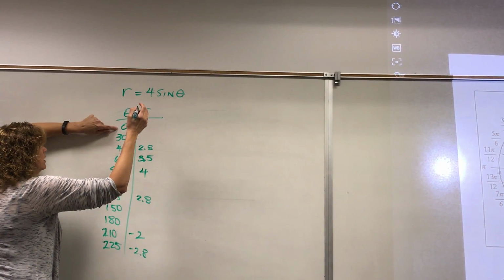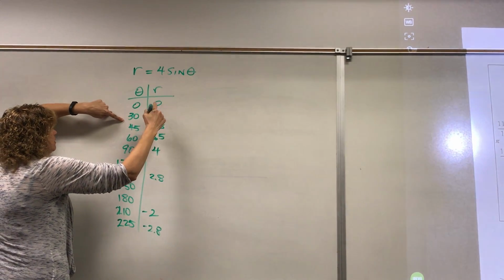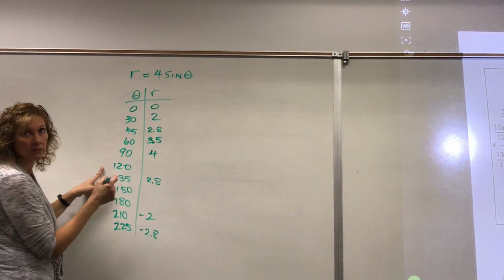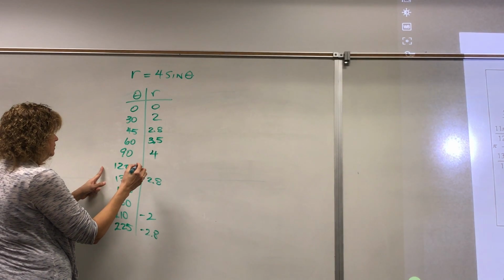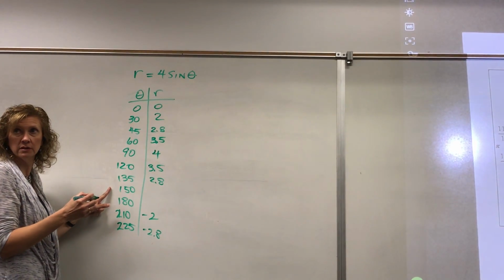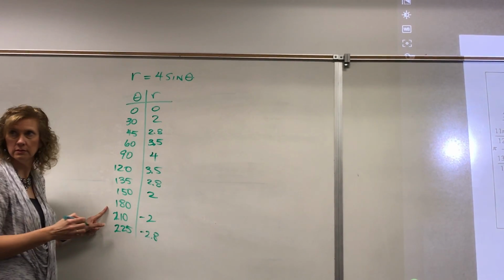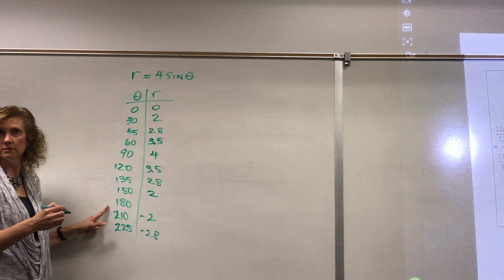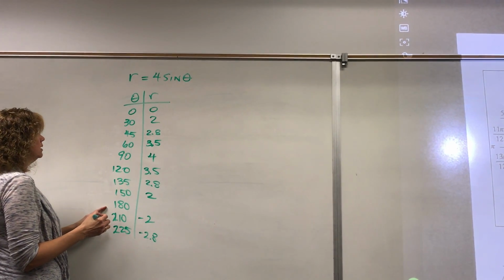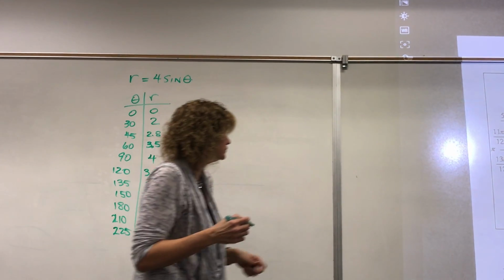Okay. Emily, did you get yours? 0. Sawyer? 2. Who had 120? Me, and it's the exact same thing as 60. 3.5. 150? 2. 180? Easy one. 0. All right, let's plot.